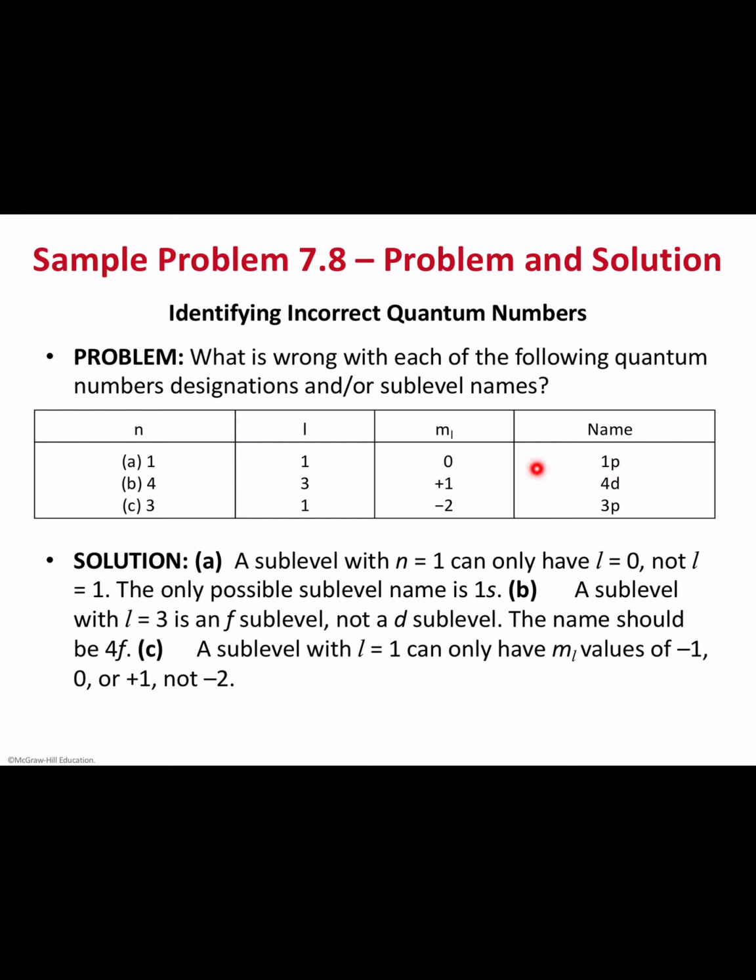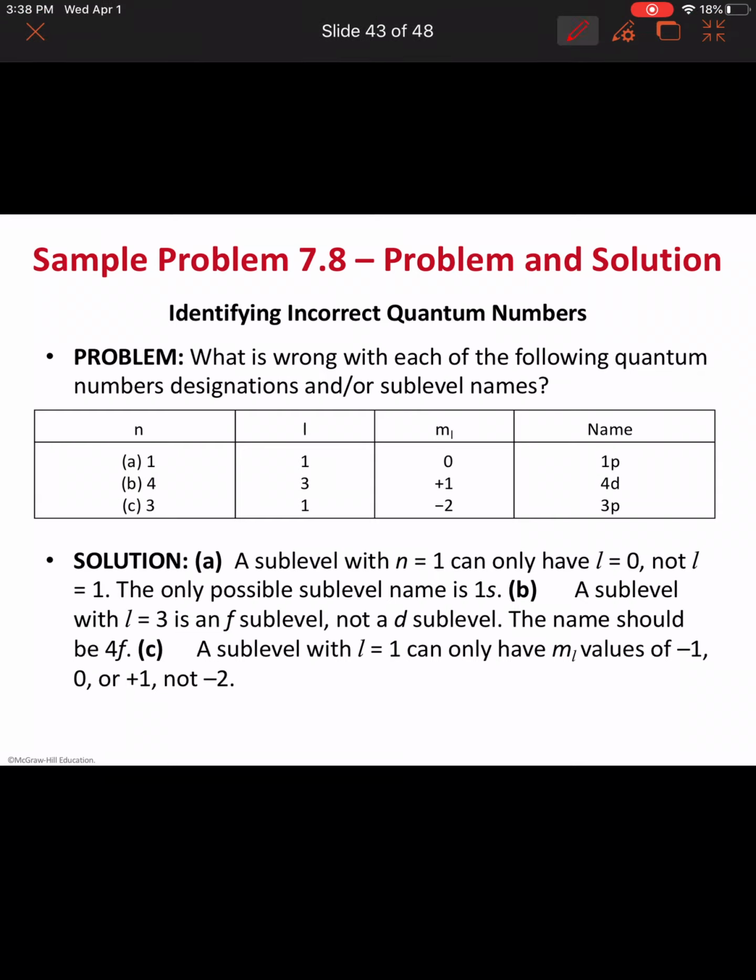No, it cannot be 1p because there's no p in the first level. You know that, only s is available. And this L has to be 0. So in that case, L has to be 0 here. So this is going to be a 1s orbital instead of 1p. So 1 is wrong in that one. And also it cannot be 1p, it has to be 1s.